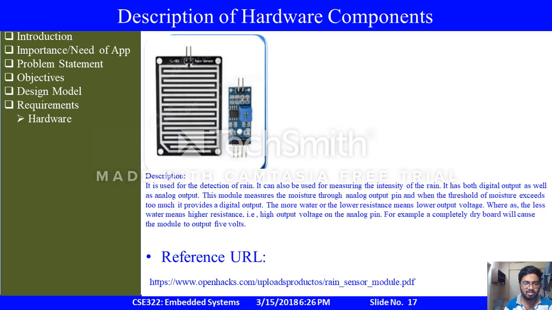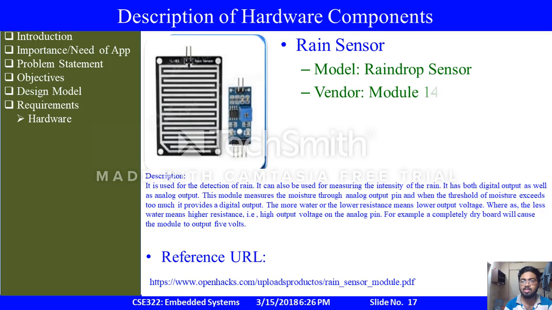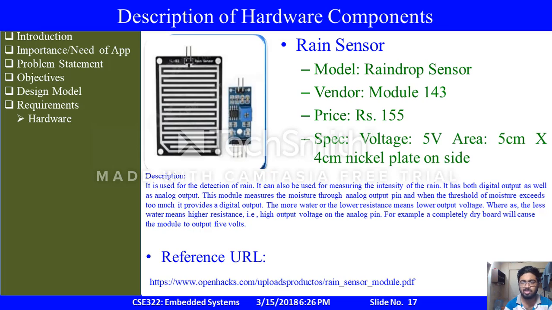The next sensor is the rain sensor. It is used for the detection of rain. It can also be used for measuring the intensity of the rain. It has both digital output as well as analog output. This module measures the moisture through the analog output pin, and when the threshold of moisture is exceeded, it provides a digital output. More water means lower resistance and lower output voltage, whereas less water means higher resistance, that is high output voltage on the analog pin. For example, a completely dry board will cause the module to output 5 volts. The model name is raindrop sensor and its cost is nearly 155 rupees.